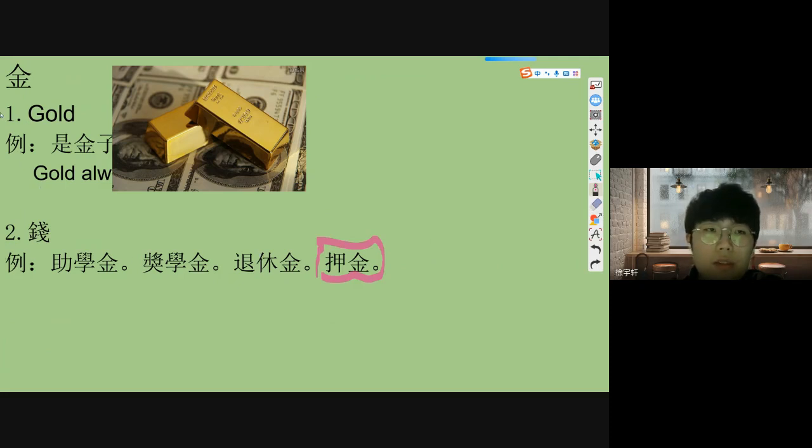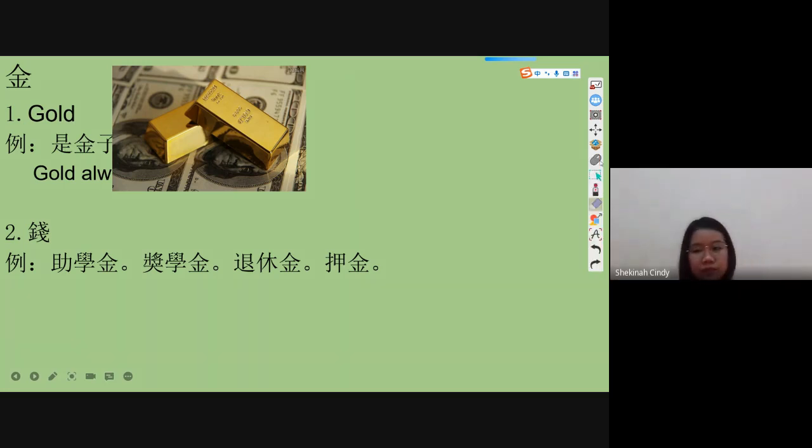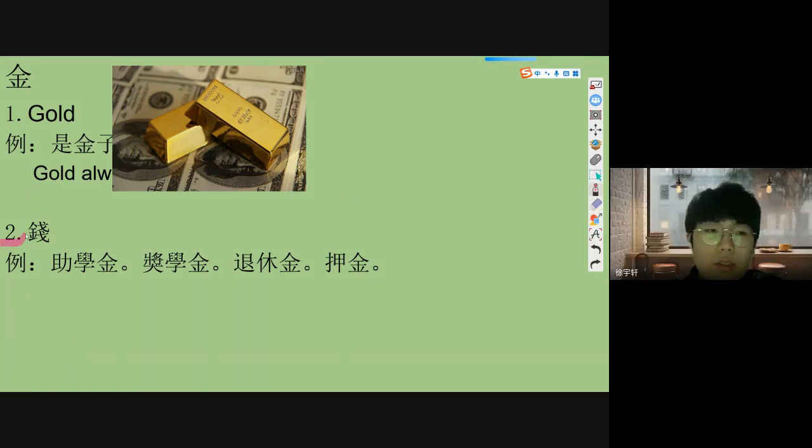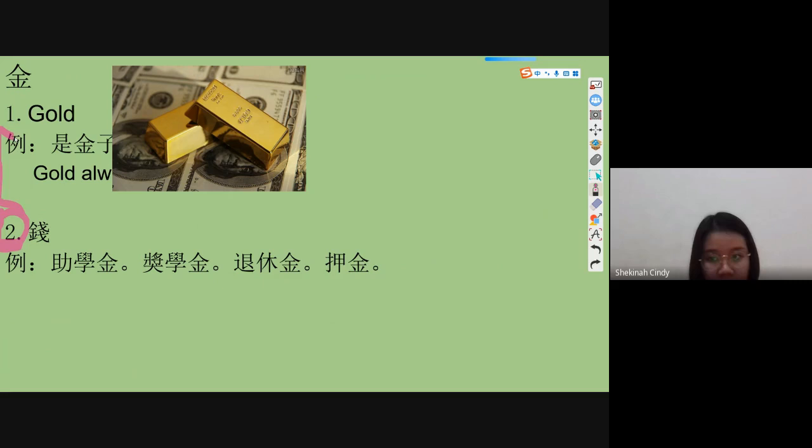So is 金 good to understand? Also, 金 can be used as the color. This color, 金黄色 color. Okay. Is 金 good to understand? Or do you still have some questions? Okay.